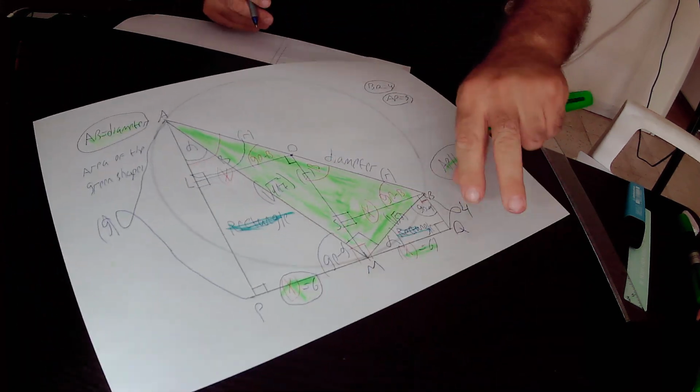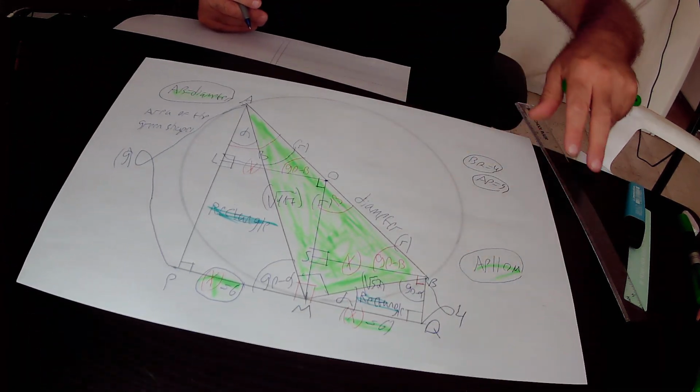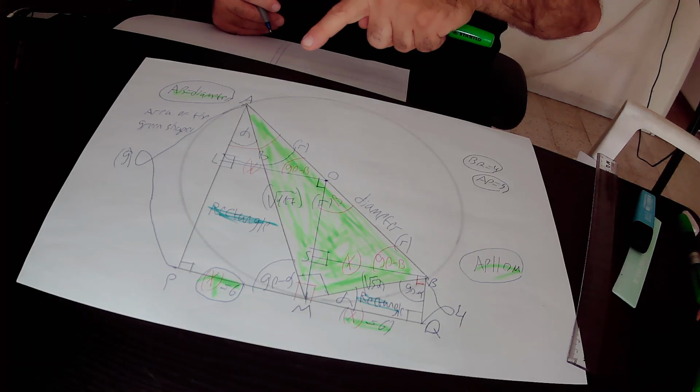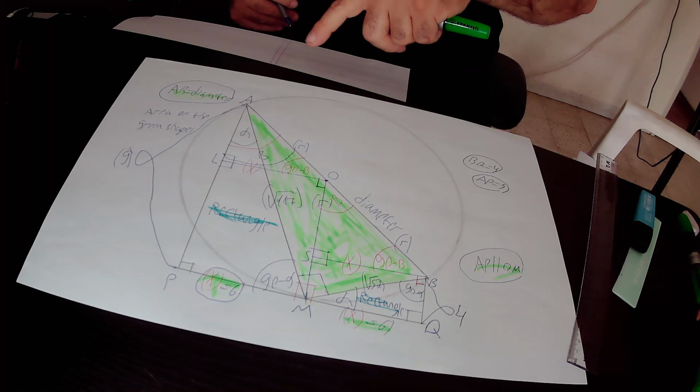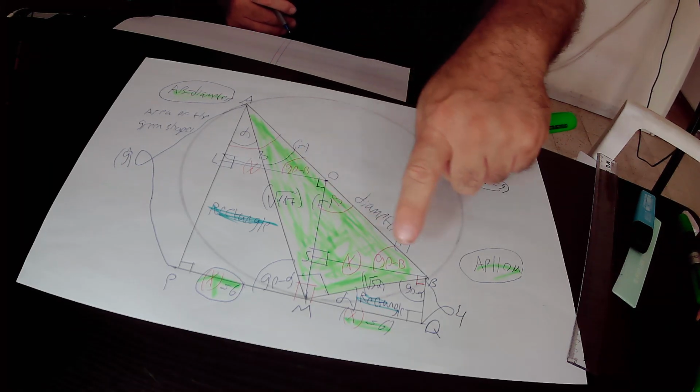Our task is to find the area of this green shape. The green shape is actually the right green triangle AMB. So we have to find the area of this right green triangle AMB.